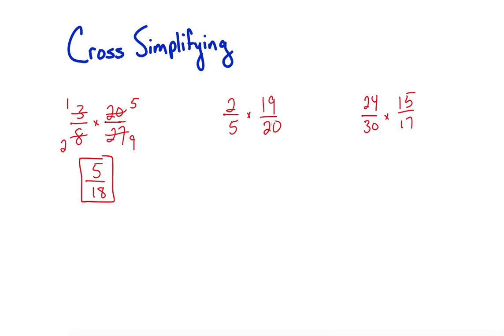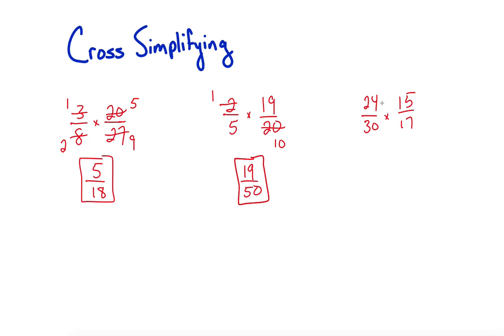So let's go ahead and look at this. The 2 and the 20, well, they share a common factor of 2. So 2 divided by 2 is 1, and 20 divided by 2 is 10. So now let's multiply straight across. 1 times 19 is 19, and 5 times 10 is 50. So there's my answer, 19/50ths, and that cannot be reduced any further.